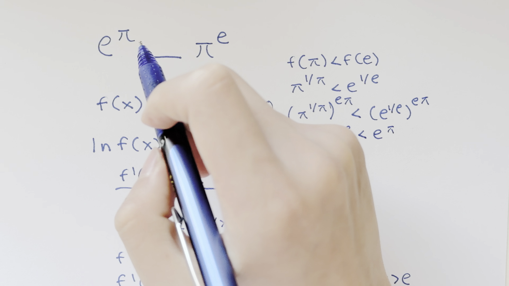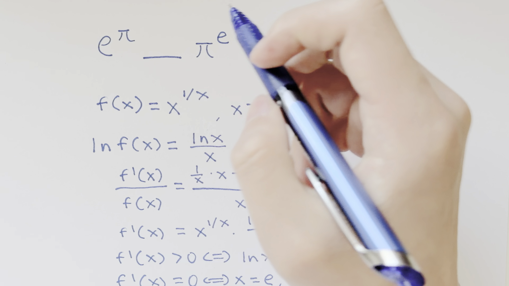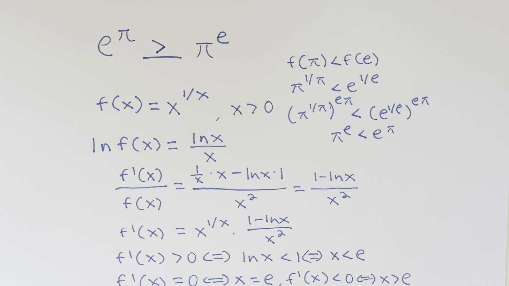So the result is e to the power of pi is going to be greater than pi to the power of e. So that is how you solve this problem.